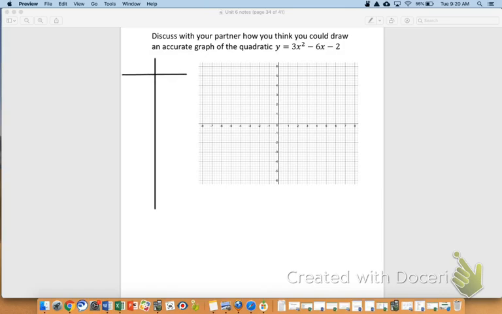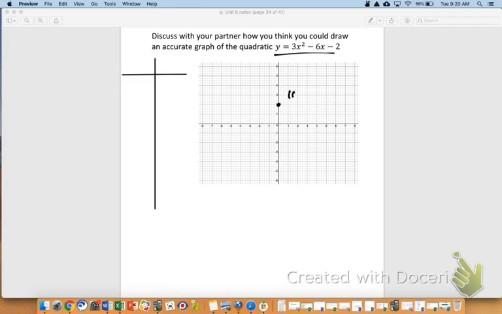I'm going to do a little direct teaching here. A graph is simply a visual representation of all the points that make the equation true. So for instance, if I said I think the point (0, 2) should be on the graph, you know what that means? The point (0, 2) should make this equation true. Let's find out if it does.